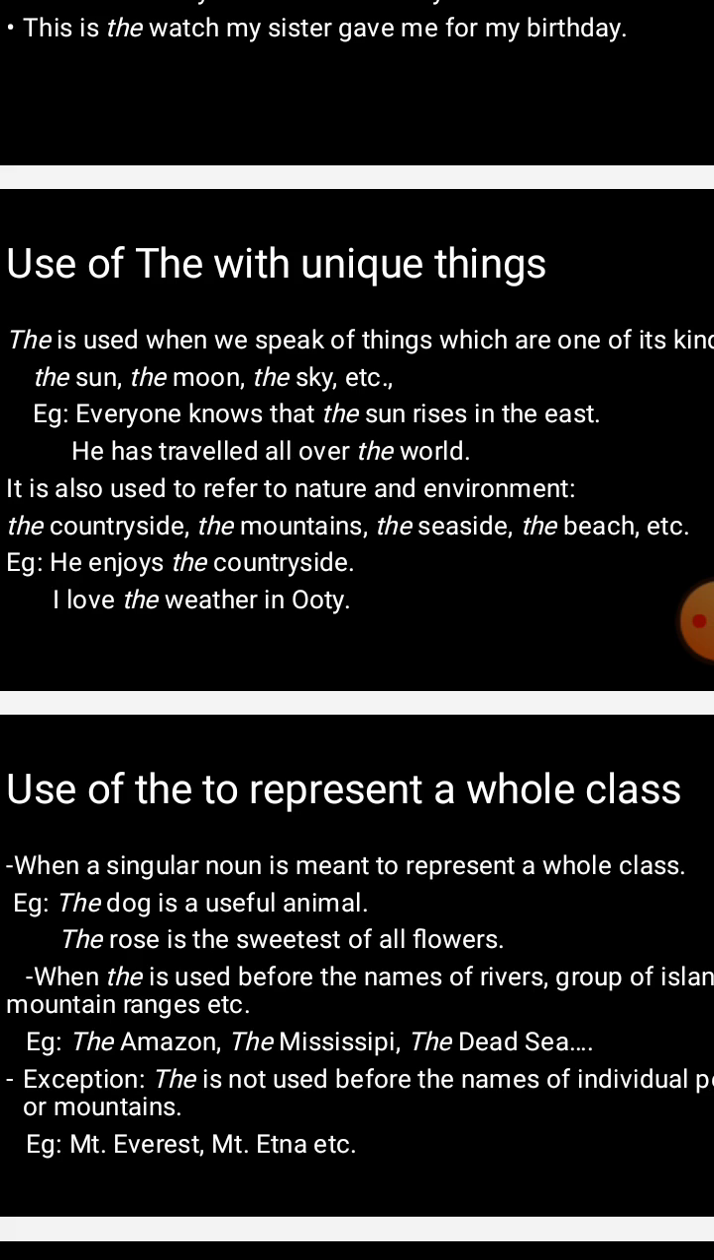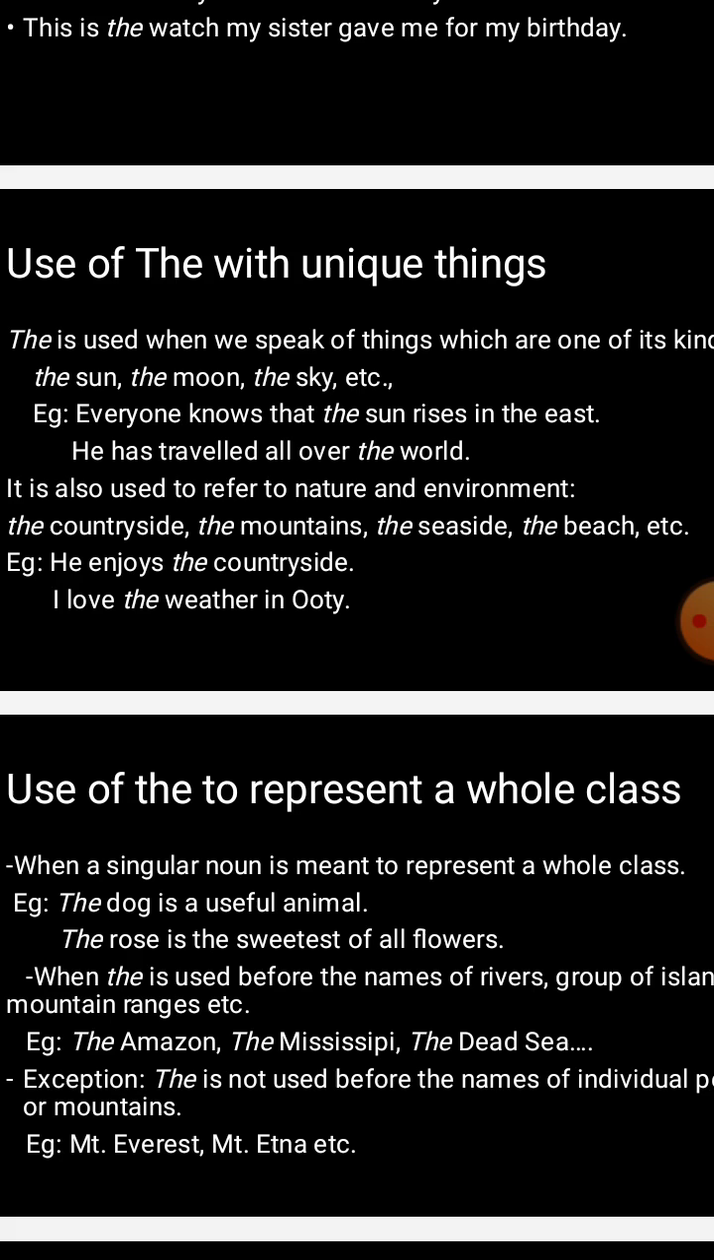Everyone knows that the sun rises in the east. The sun, only one of its kind. He has traveled all over the world. Only one world, the world. It is also used to refer to nature and environment.